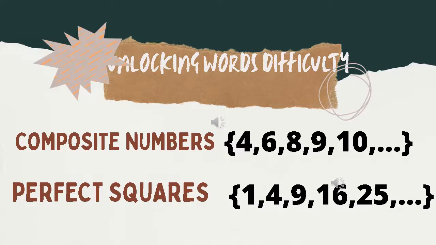16. 4 times 4 is equal to 16. Therefore, 16 is a perfect square. 25. 5 times 5 is equal to 25. Therefore, 25 is a perfect square. So, yan yung mga product ng mga number na minumultiply natin sa itself nila.